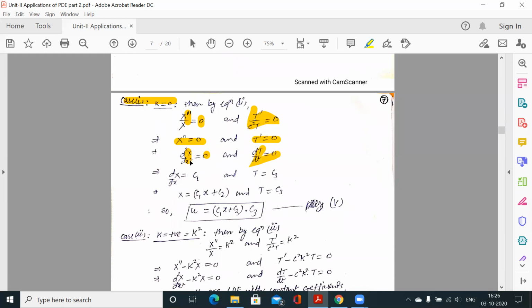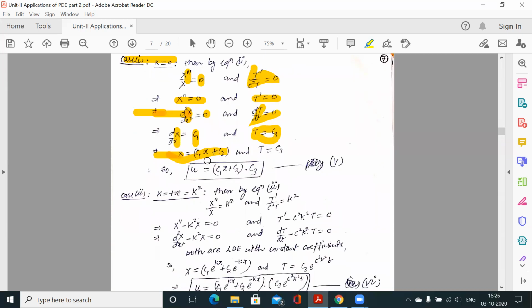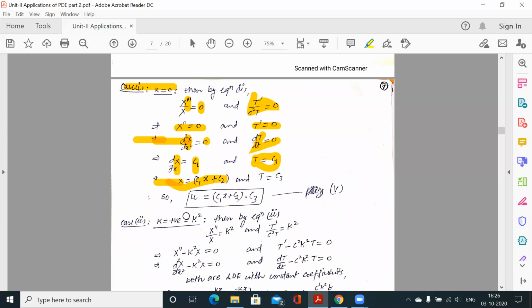If we integrate this, we get dx over x is equal to one integrating constant. Again we integrate, because we have to solve this, so we have to remove the derivatives. So this is the first integration. Again we integrate and we get x is equal to c1 x plus c2. This is the solution of this equation. For the first order equation, only after the first integration we get our solution, so t is equal to c3. What is our complete solution? Because u is equal to x into t, this is the x value and this is the t value. So this is the solution in the first case when the constant is 0.